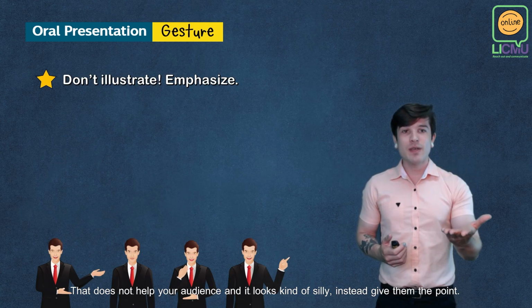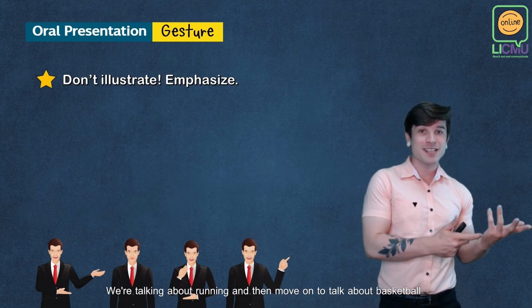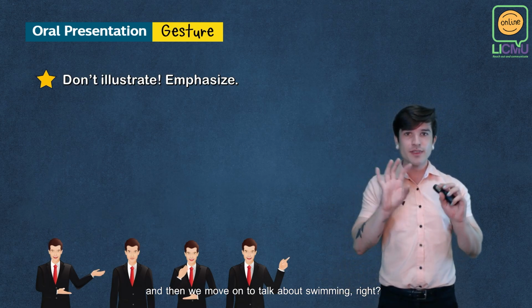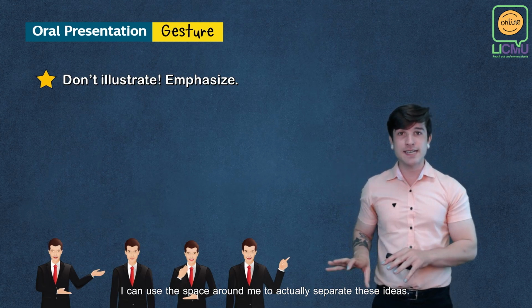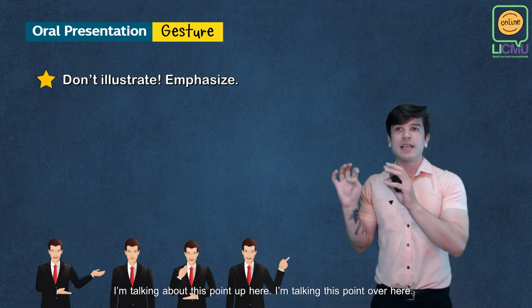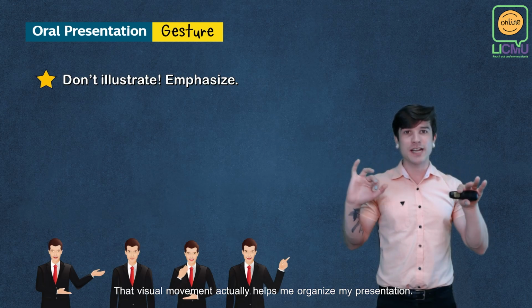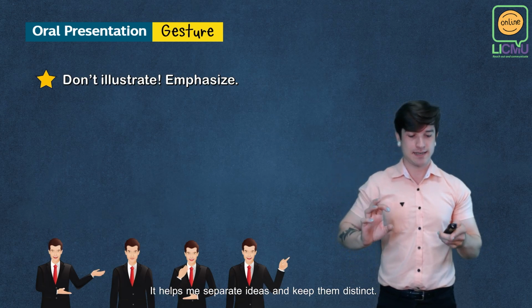That does not help your audience and it looks kind of silly. Instead, give them the points. We're talking about running and then we'll move on to talk about basketball and then we'll move on to talk about swimming, right? I can use the space around me to actually separate these ideas. I'm talking about this point up here, I'm talking about this point over here. That visual movement actually helps me organize my presentation. It helps me separate ideas and keep them distinct.